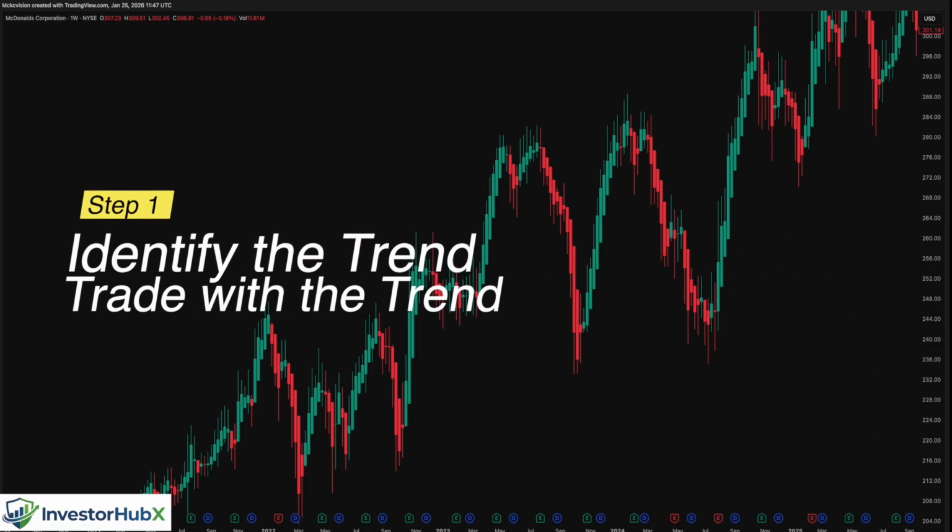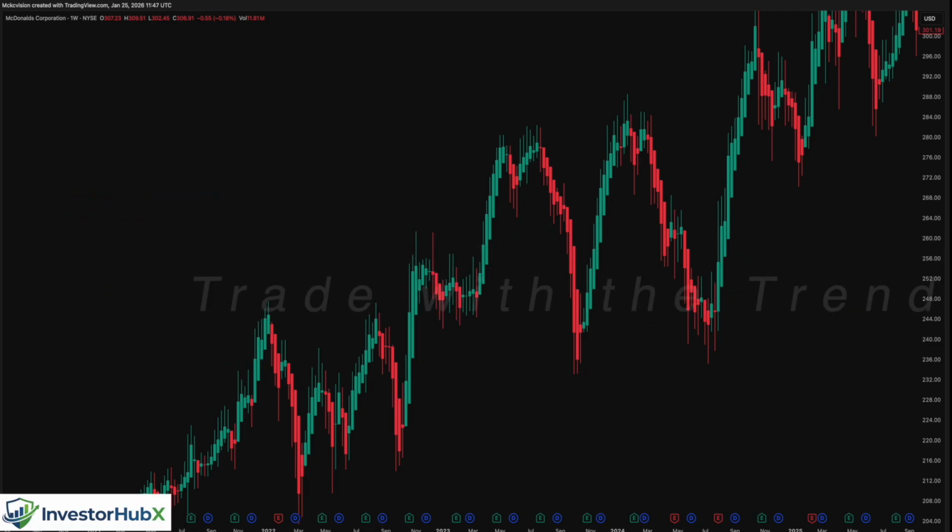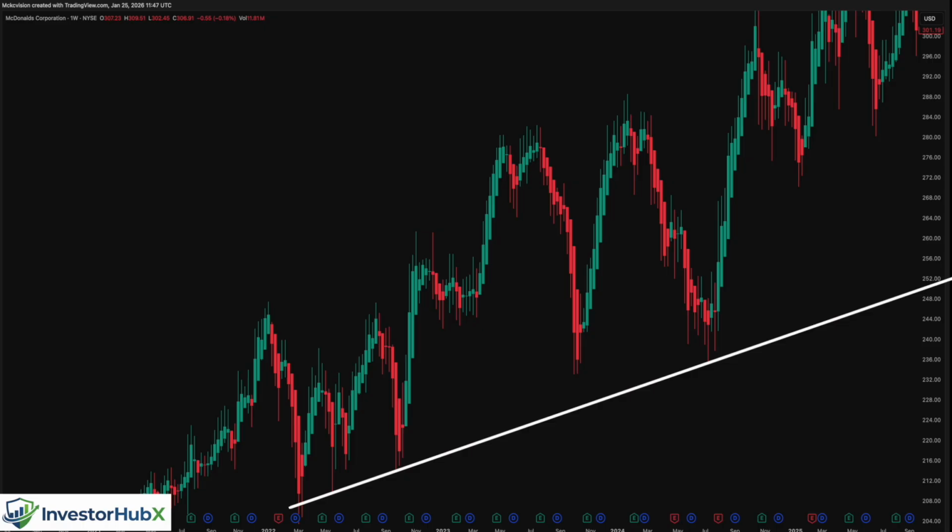Step 1. Identify the trend. Always trade with the trend. This is McDonald's stock on the weekly time frame. Notice how price is clearly in an uptrend, making higher highs and higher lows. This tells us buyers are in control. Before we think about entries, indicators, or patterns, the first thing we do is make sure we are trading with the trend, not against it.